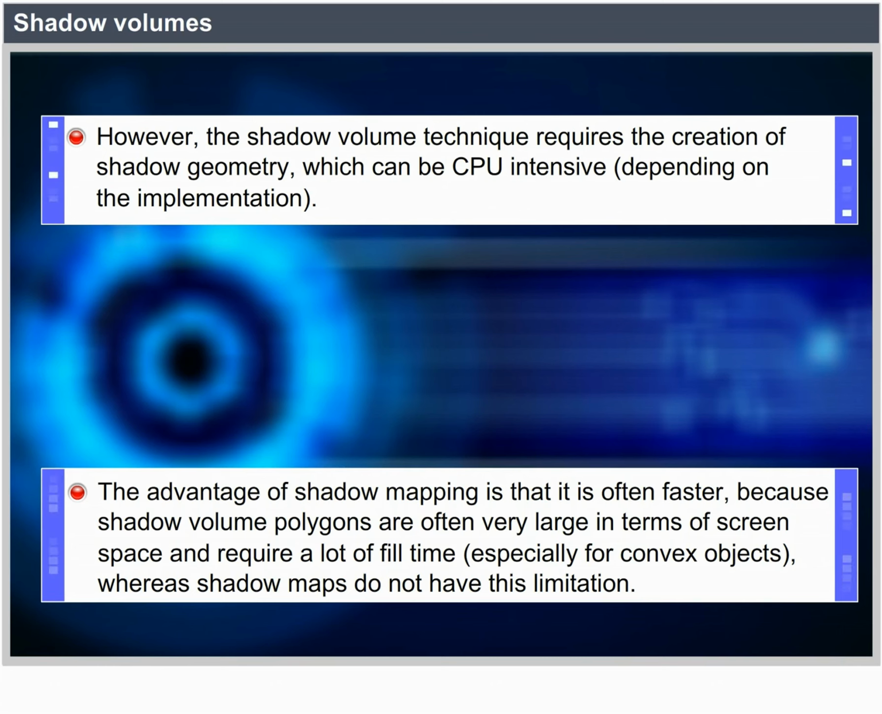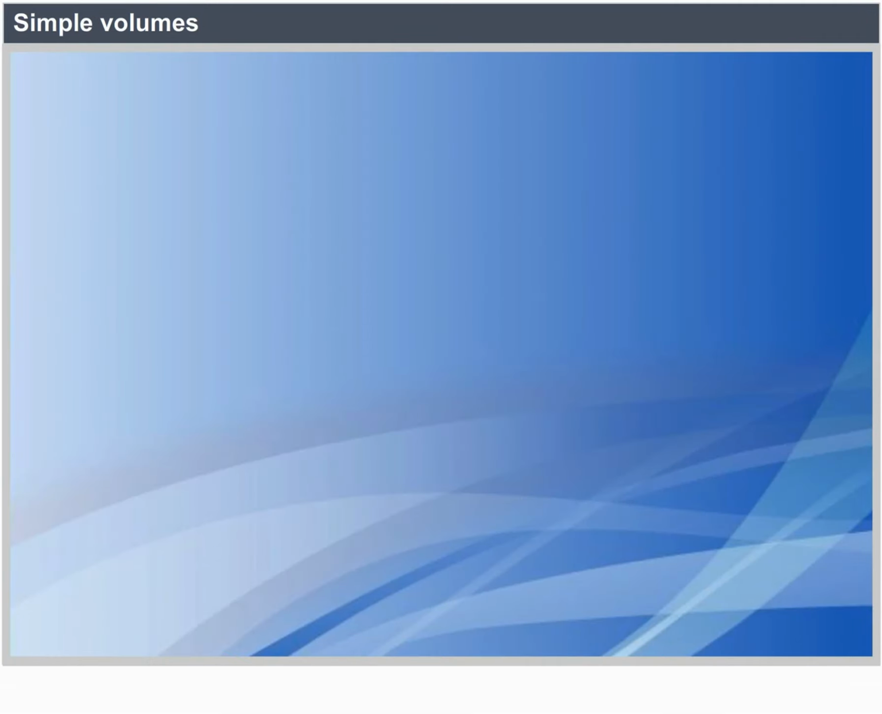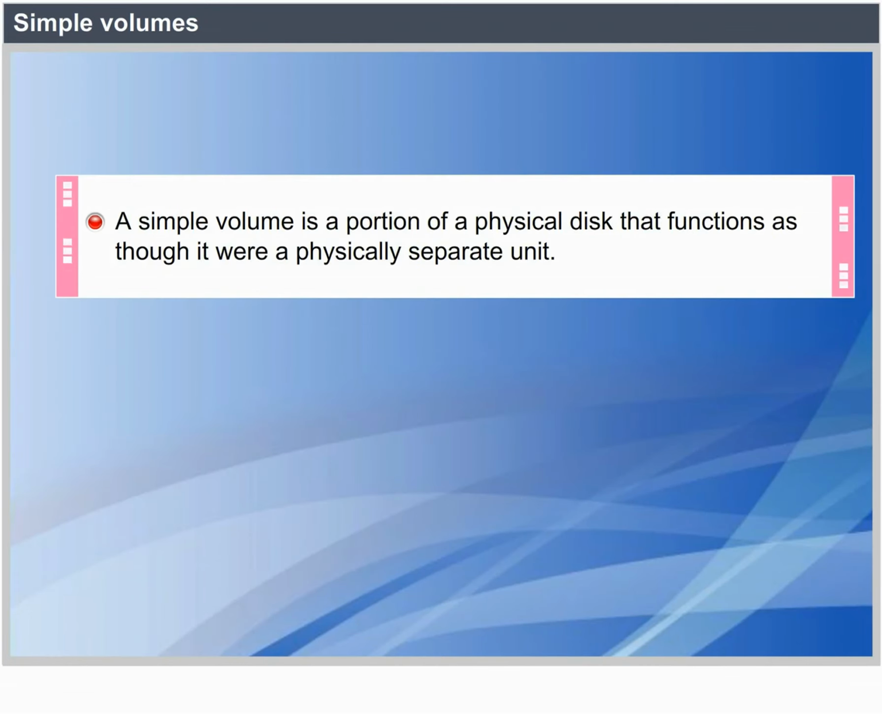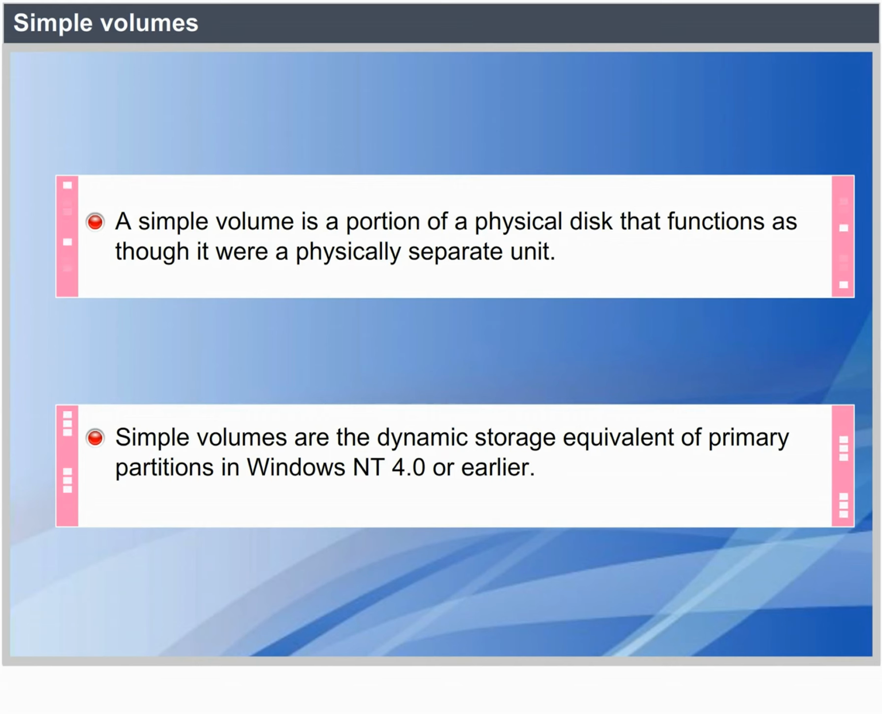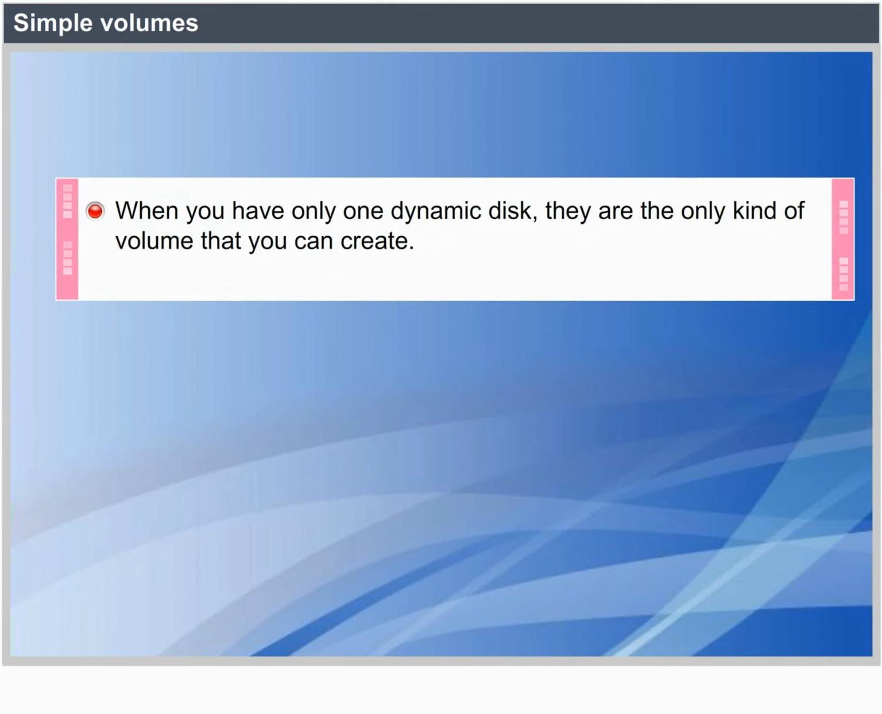A simple volume is a portion of a physical disk that functions as though it were a physically separate unit. Simple volumes are the dynamic storage equivalent of primary partitions in Windows NT 4.0 or earlier. When you have only one dynamic disk, they are the only kind of volume that you can create. You can create simple volumes only on dynamic disk.